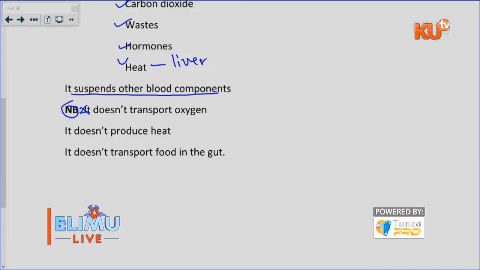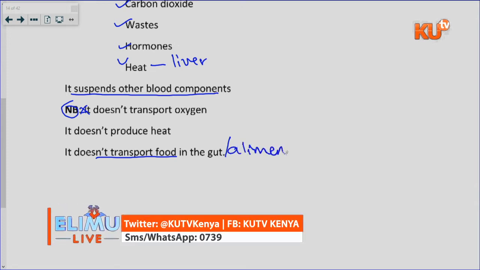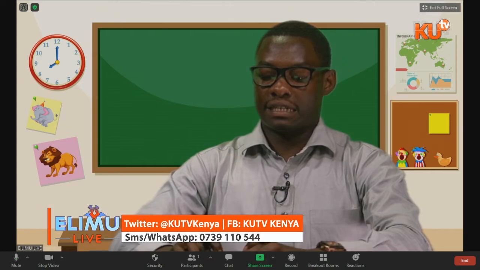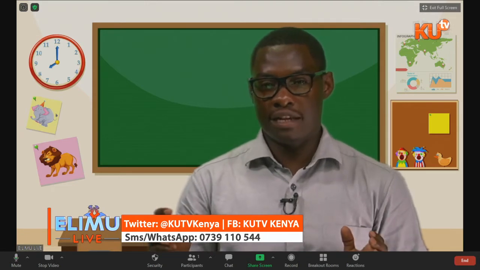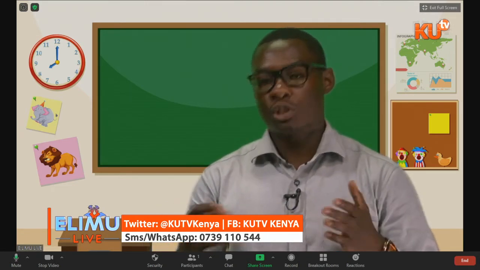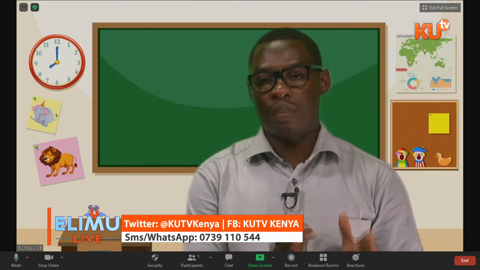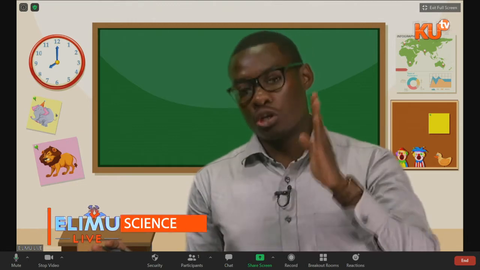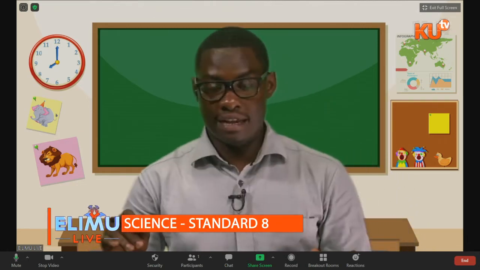So those are things to note, and it does not transport food in the gut. The last time we looked at the gut and we said the gut is the alimentary canal. So it does not transport food in the alimentary canal, but it transports food from the ileum. Remember, the ileum is where absorption of digested food takes place. So it transports food from the ileum to other body parts, not within the digestive system. I hope that one is clearly understood.